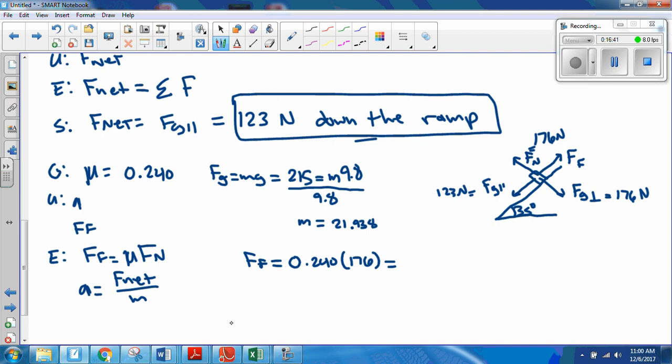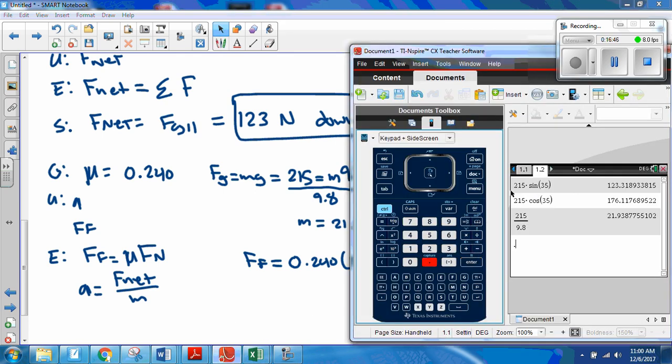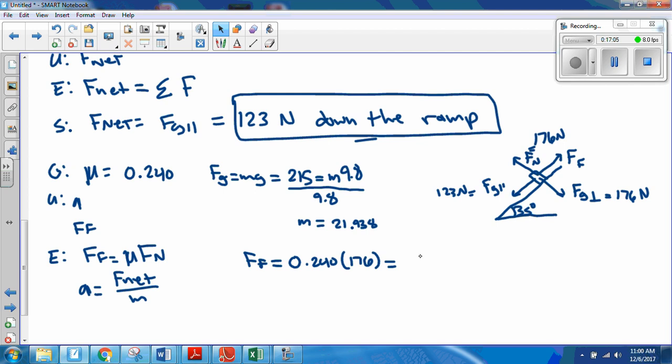So when I go to my calculator, I'm going to do 0.240 times, and I'm going to scroll up to grab that 176.117 part, and then I'll hit my answer. Okay, so force of friction is now 42.268, right? Okay. So I'm going to write down, just so I remember which numbers are which, 42.268. And now I'm going to go to solve my A equals F net over M.